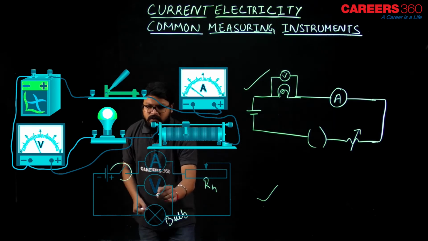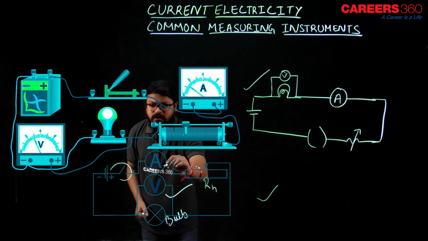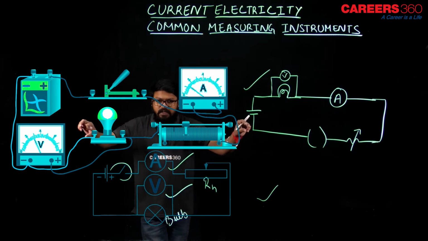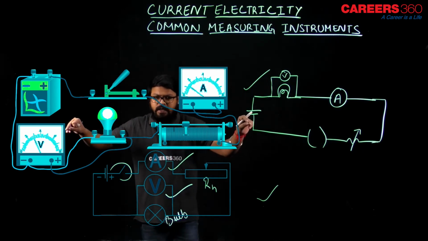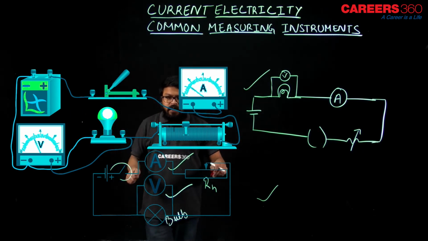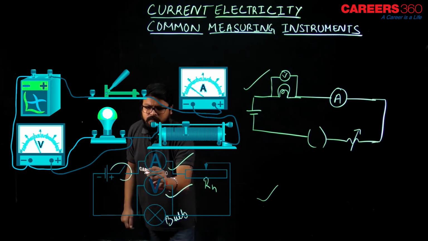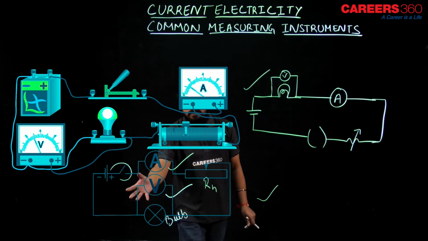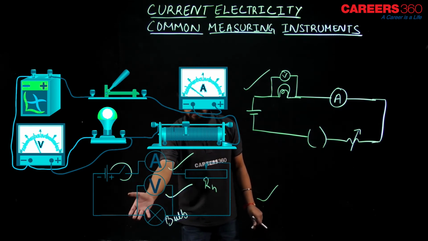So this is the meaning of parallel and this is the meaning of series. The ammeter is connected along with the other elements in series, in the same wire. But this wire, as you can see, is in parallel with the bulb over here. So this type of connection is called a parallel connection.